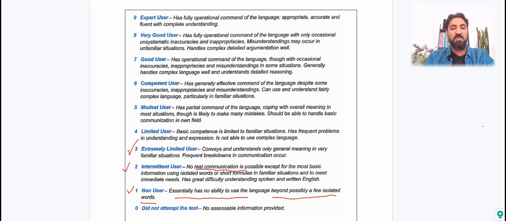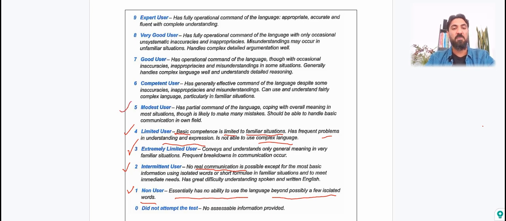Grade 3 would be extremely limited user, so you will understand general information, but you cannot communicate very well, you cannot write very well. Number 4 would be a limited user, so somebody who can use the basic language and you are familiar with a limited number of situations. For example, you can talk about maybe your job in a couple of sentences. You can talk about what you do every day. So normal situations. You have a lot of problems in understanding the expressions, which are more professional and more analytical. So you cannot use complex language.